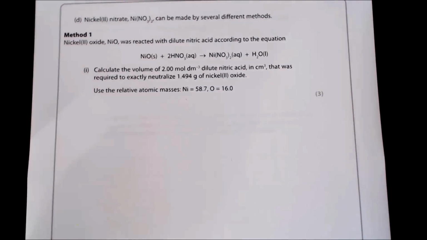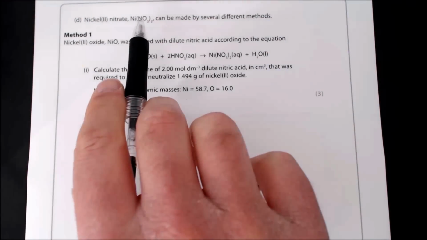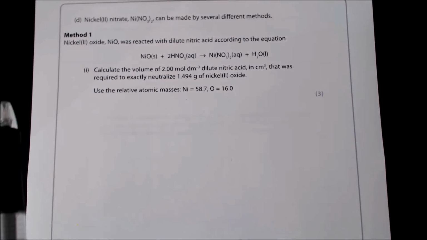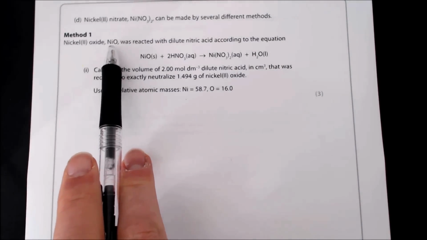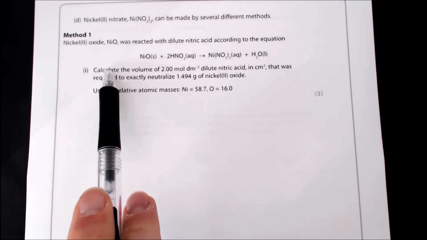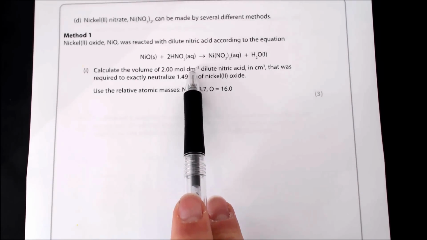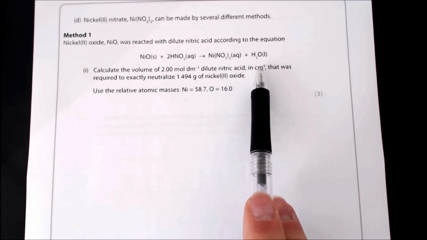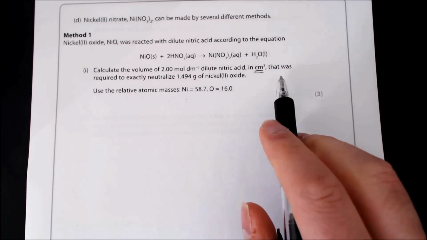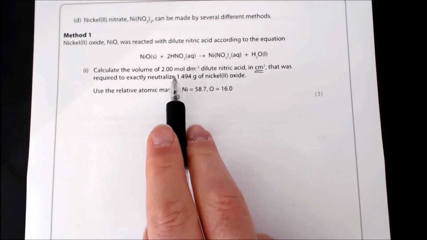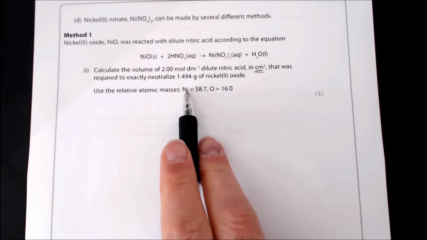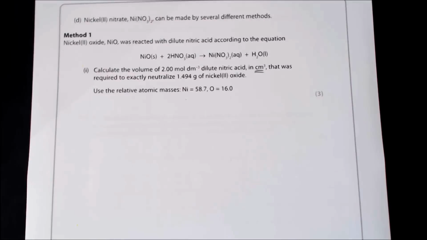Okay, so here you can see it's talking about nickel 2 nitrate, Ni(NO3)2, can be made by several different methods. But method 1, nickel oxide, NiO, was reacted with dilute nitric acid according to the equation. There's our equation there. Calculate the volume of 2 moles per dm cubed dilute nitric acid in centimeters cubed. That's important. You need to remember that. That was required to exactly neutralize 1.494 grams of nickel 2 oxide. Use the relative atomic masses of nickel to be that, and oxygen is that.